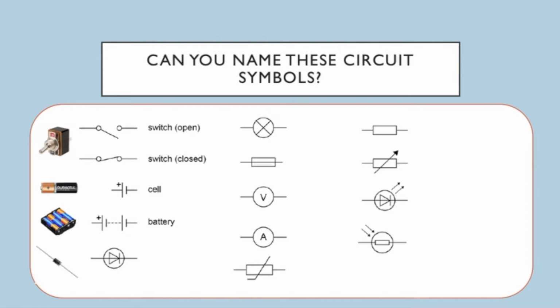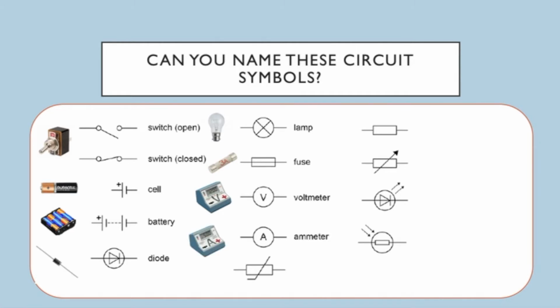How about this next one? Well, it doesn't really give much away. This is actually something called a diode, which we'll look at in future lessons. The next one, yeah, this is a lamp. So this one, you might get it now from the picture. You might have seen one of those. That's actually called a fuse. I imagine you've probably got this one. This one's a voltmeter, and this one's an ammeter.